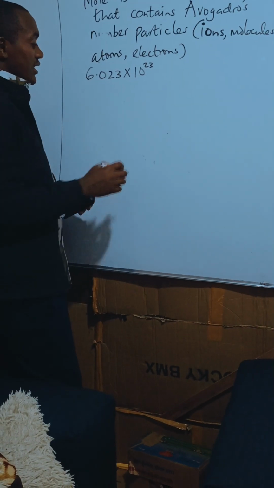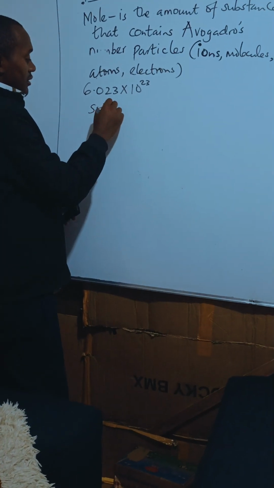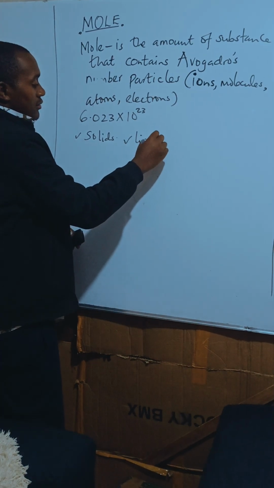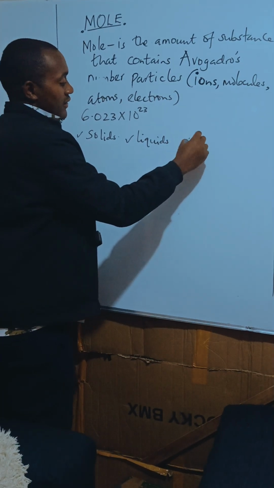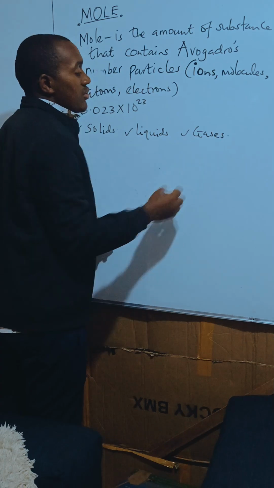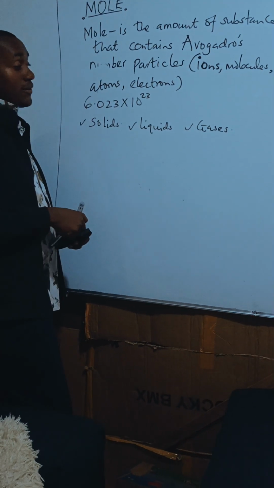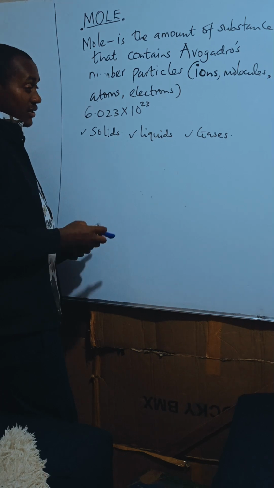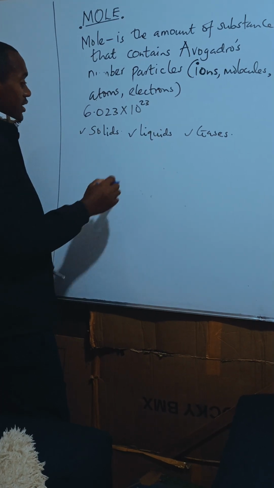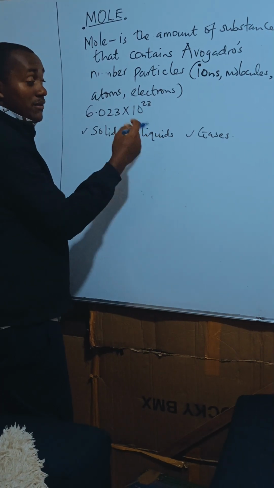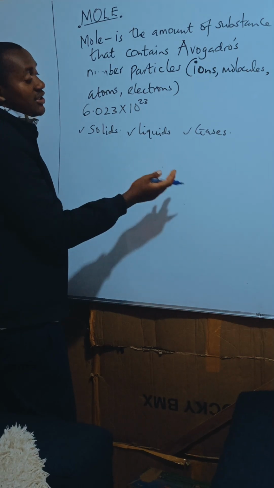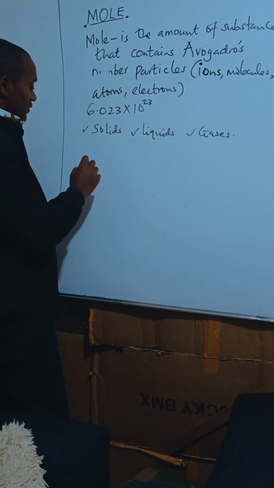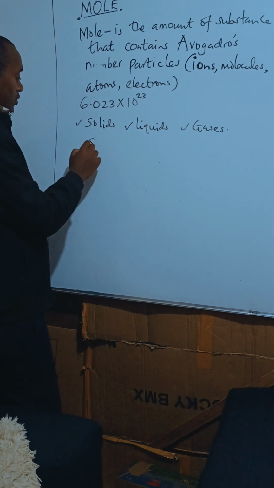So therefore, we have states of matter. We have solids, liquids, and gases. I'm going to reveal the secret for you to know these 3 things. For solids, we have a formula to find moles. In liquids, we have formulas to find the number of moles. In gases, we also have a formula to find the number of moles. So I'm going to start from solids.